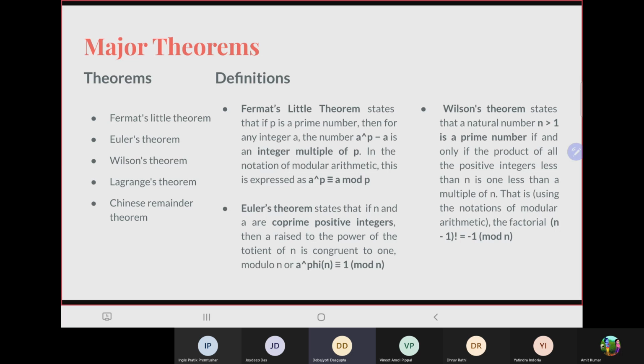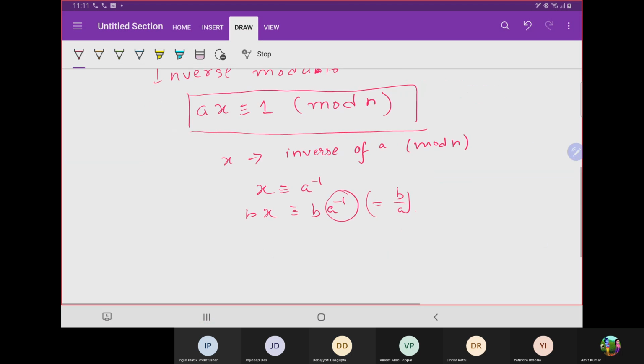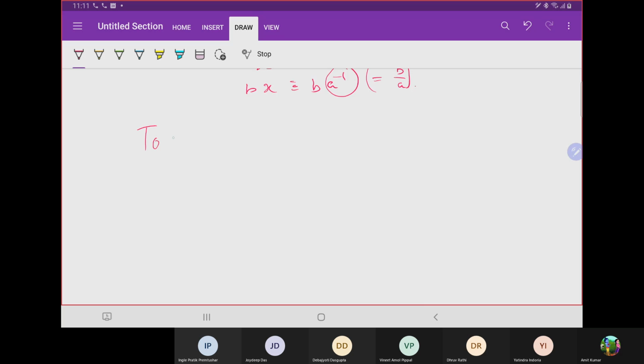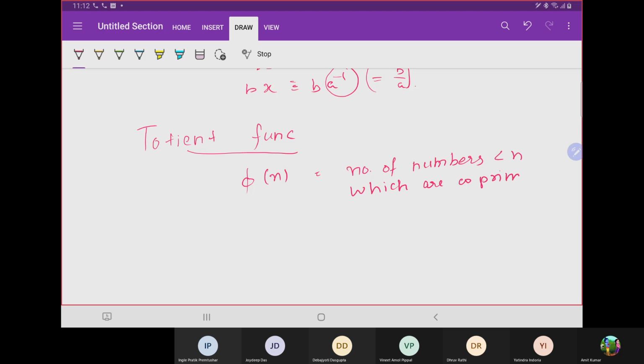Phi of N, what is phi of N? Phi of N is the Euler-Totient function. So the Euler-Totient function, how is it defined? Euler's Totient function phi of N is defined as the number of numbers less than n which are coprime to n, right?